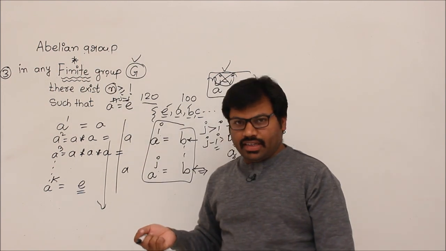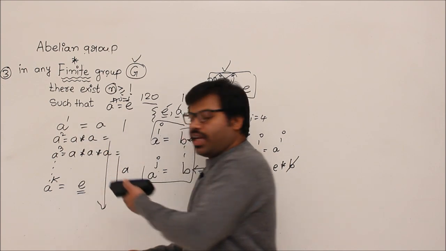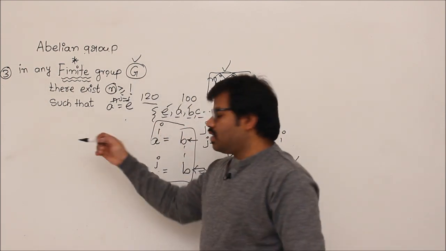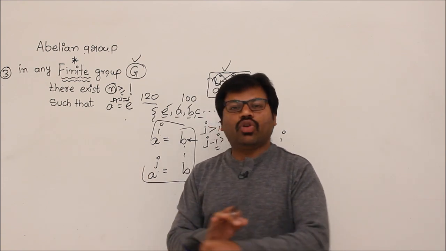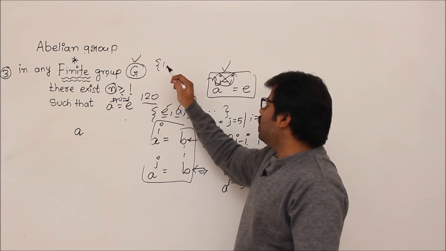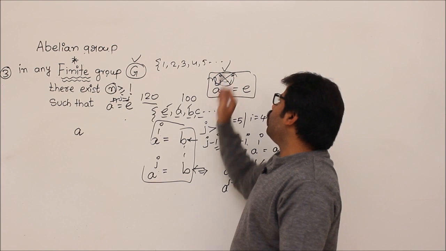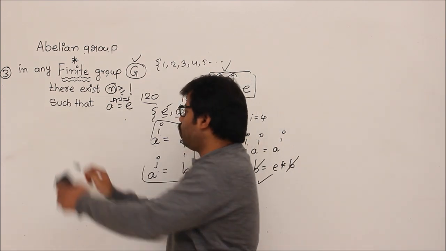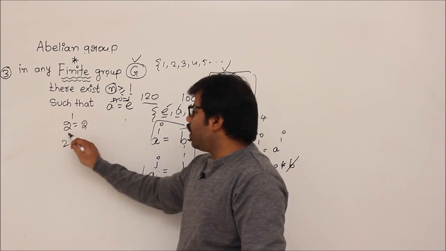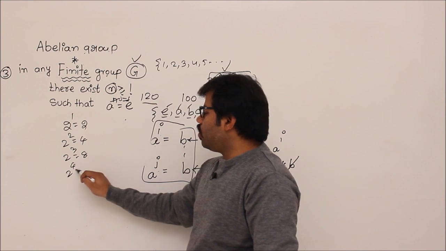If it is infinite, that means if the group is infinite, you cannot argue like this. Why? I will show you. You are telling that some symbol should be repeated, right? That won't happen. Example, you have infinite numbers. Let us, for easy understanding, assume that they are 1, 2, 3, 4, 5, and so on. Now you have taken 2. So 2 power 1 is 2, 2 square is 4, 2 cube is 8, 2 power 4 equals 16.